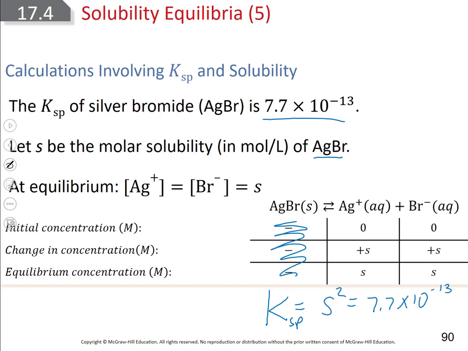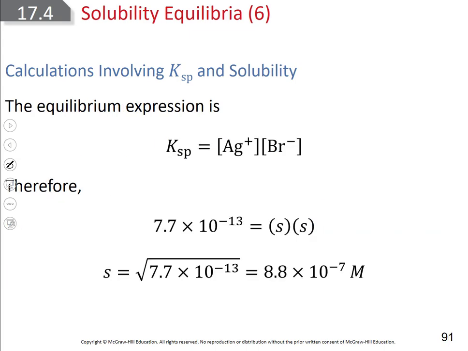So how do we solve for S? Square root of both sides. So take the square root of both sides, and we get that S is equal to 8.8 times 10 to the negative 7. Now, everything inside of an ICE table is always in units of molarity, so we're already at molar solubility, and we've answered the question. This is our molar solubility here.